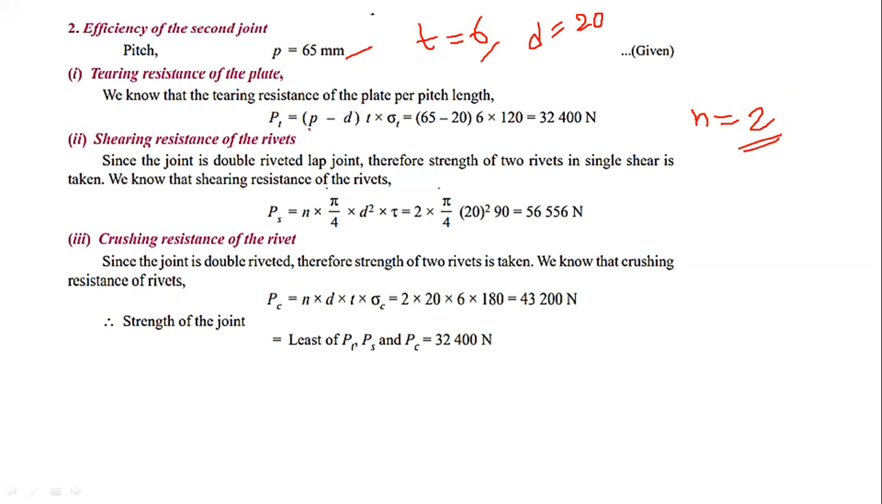This question is a double riveted lap joint, so n equal to 2. This is the formula for tearing strength, P minus d into t into sigma T. So P equal to 65 mm, d equal to 20 mm, and thickness equal to 6 mm. Sigma T, tensile stress equal to 120 megapascal. So this is the value of tearing strength, that is PT.